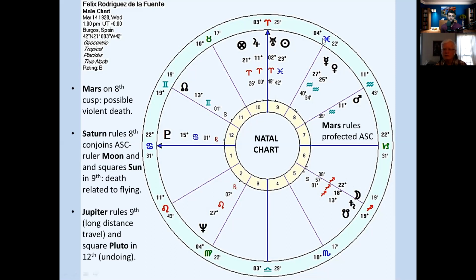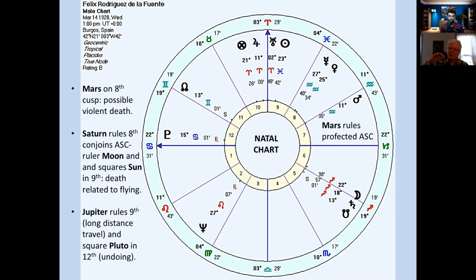And Jupiter rules his 9th cusp, and Jupiter is square to Pluto. Jupiter's 11 of Aries, Pluto's 15 of, and Pluto's in the 12th quadrant house. So again, there's this notion natally that maybe air travel or long distance travel is risky.